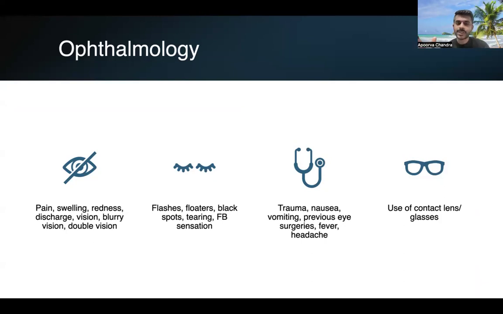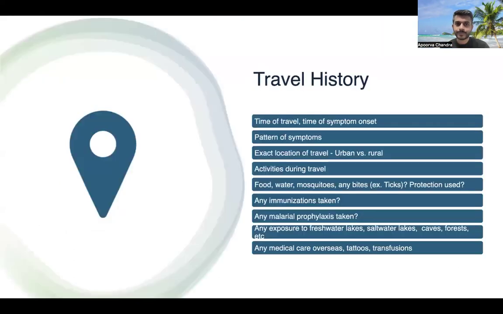So all these questions you ask, all of them point to some kind of diagnosis, either to rule in or rule out. For example, if you're talking about nausea, vomiting, that might be indicative of acute angle closure glaucoma. At the same time, if you're talking about flashes, floaters, this might be indicative of retinal detachment. And if you're talking about swelling, redness, that might be indicative of conjunctivitis or something like periorbital cellulitis. So everything you ask either leads to a diagnosis or rules out a diagnosis.